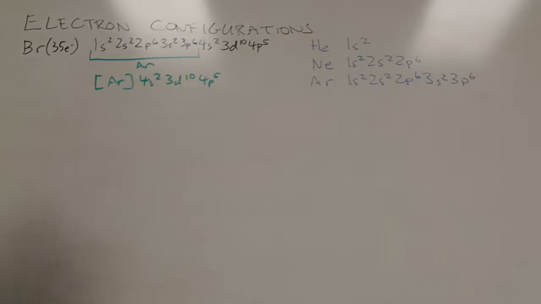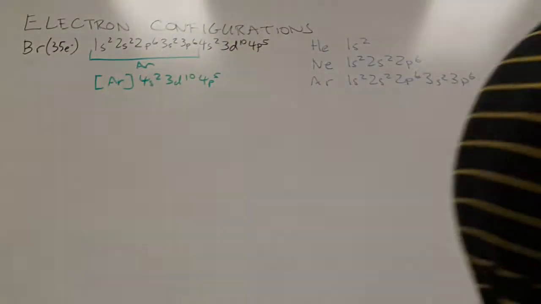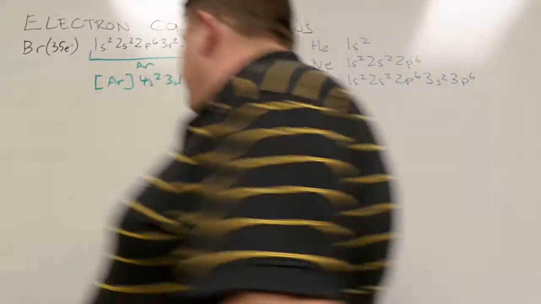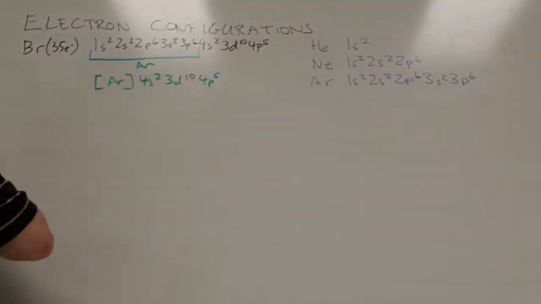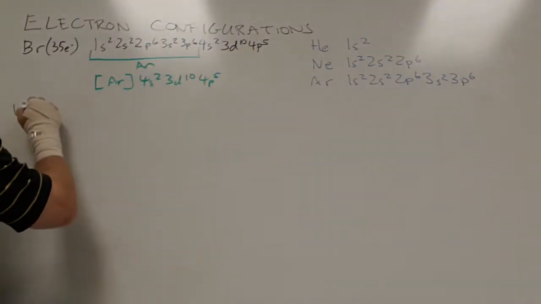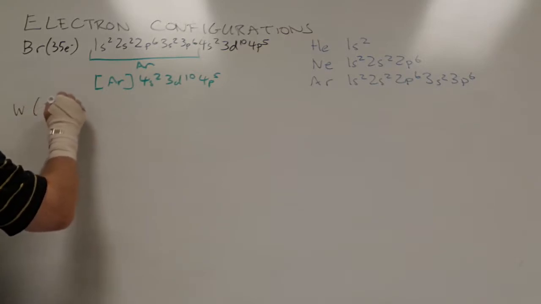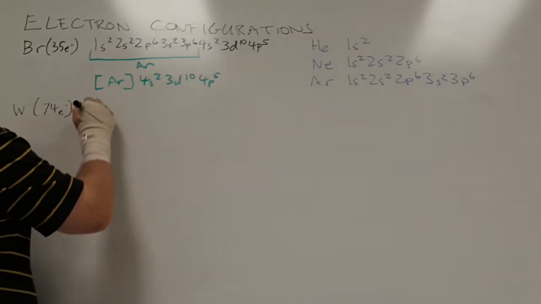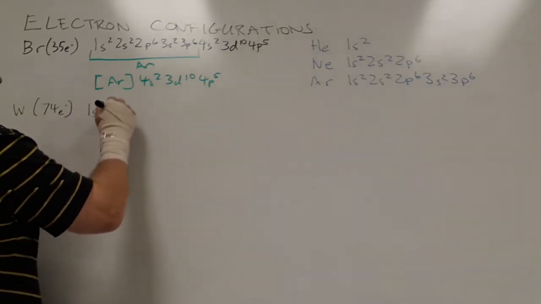Let's go to something that incorporates some of the f electrons. And I am going to pick tungsten. Tungsten is 74. And I'm going to write out the entire electronic configuration just so I can show you how unwieldy this is. Then show you what the shortcut is going to be. All right, so tungsten.